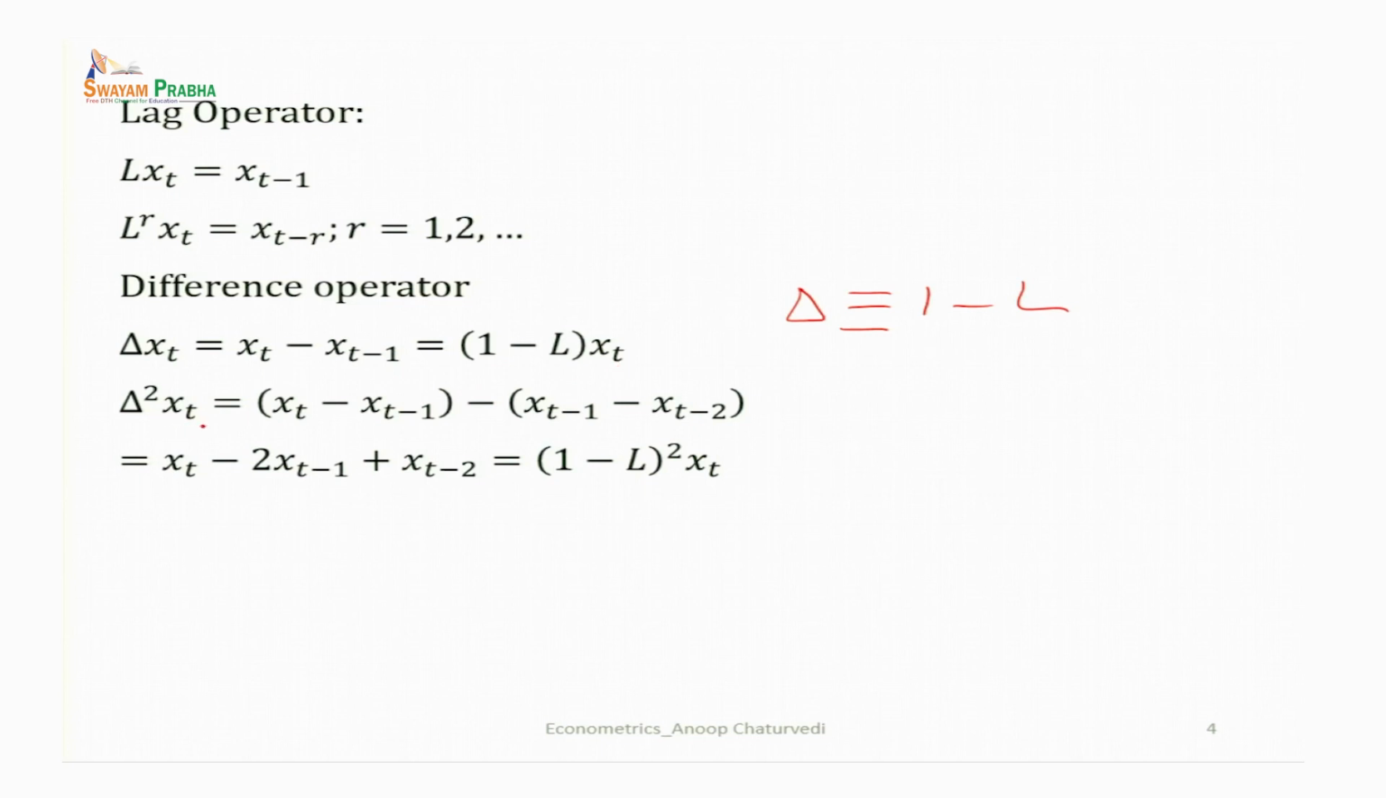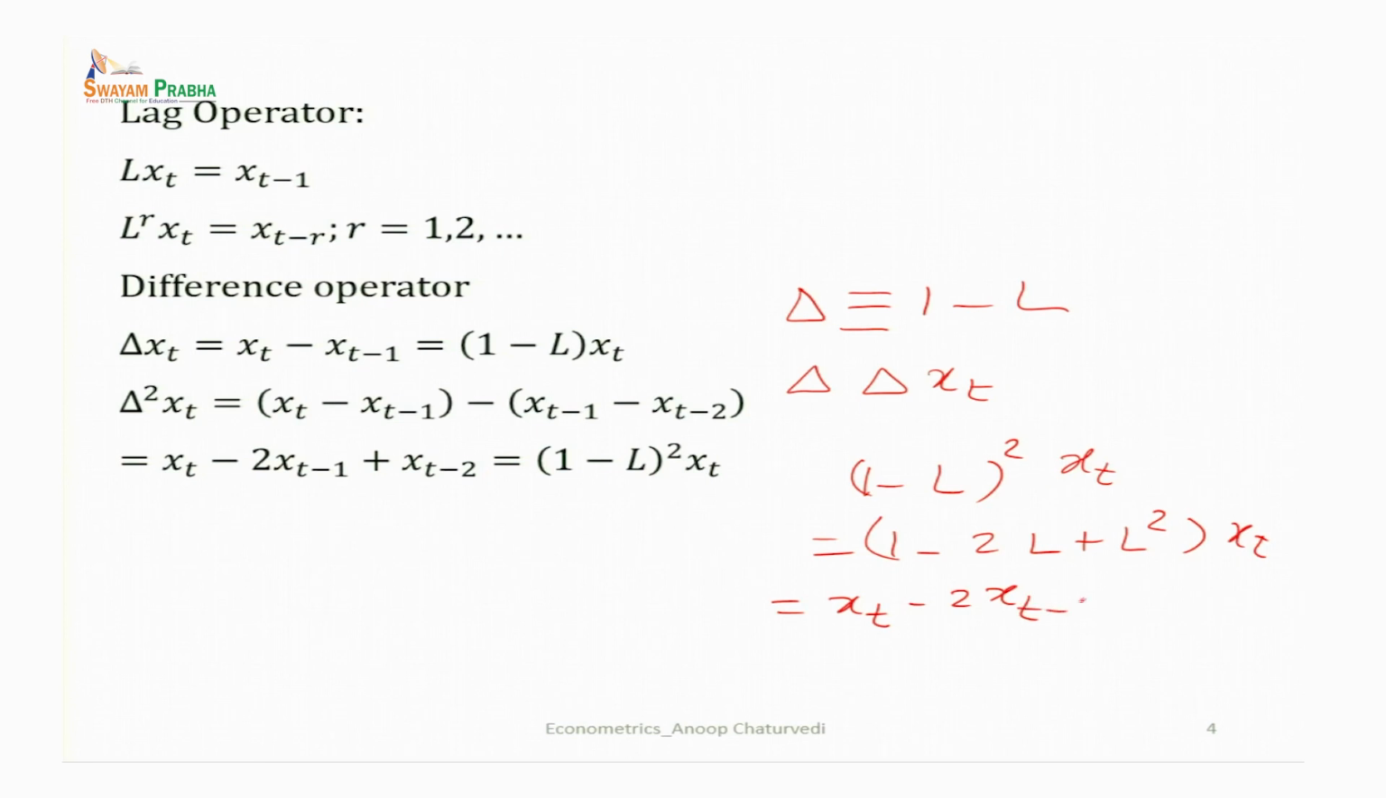Then delta square x t is equal to, we take delta x t first and then we take the difference of delta x t. So, x t minus x t minus 1 minus x t minus 1 minus x t minus 2. So, this is equal to x t minus twice x t minus 1 plus x t minus 2, and you may denote it by 1 minus L whole square x t, because 1 minus L whole square is equal to 1 minus twice L plus L square, and if we take x t here, then you get x t minus twice x t minus 1 plus x t minus 2.